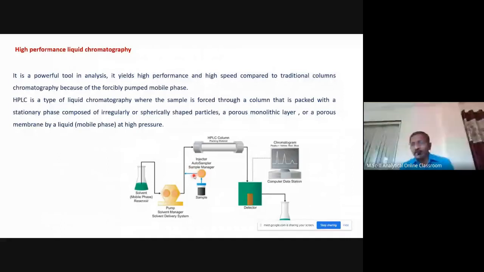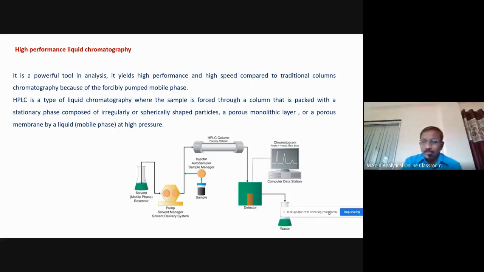We have to just change the mode and inject the sample by using a syringe, and then by using the polarity we can separate it out. A detector is there, and we have to collect the diluent over here. And in the detector, which is attached directly to the computer data system, we can observe the spectrum, that is the chromatogram, easily. So this is the HPLC.